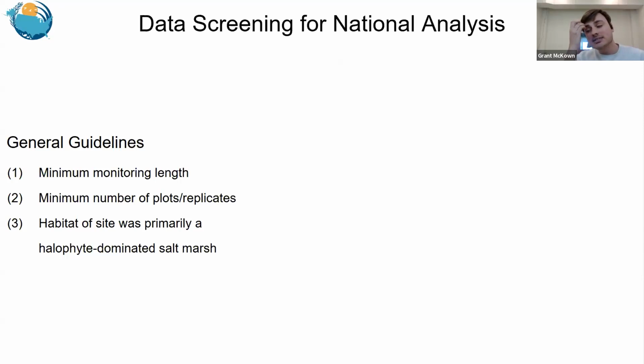And so we applied a series of screening guidelines to filter or subset that national data frame from all the reserves to those that were compatible and similar to each other. We used a minimum monitoring length, a minimum number of plots per site, and the habitat had to be a halophyte-dominated salt marsh that hadn't undergone recent restoration.